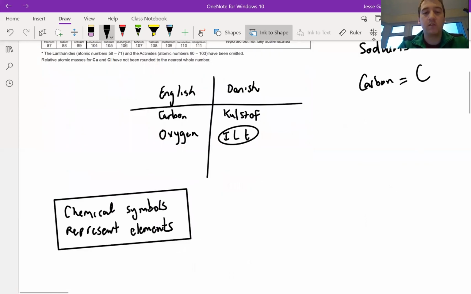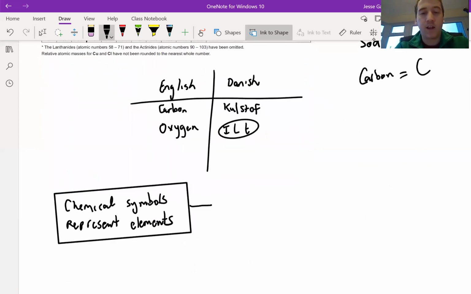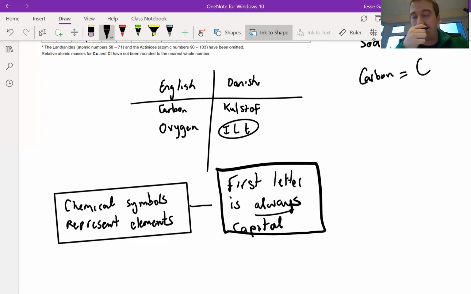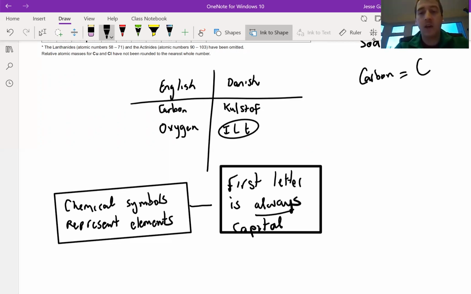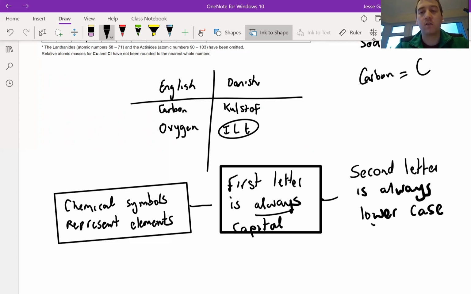So the rule is like this. First letter is always capital. If there is a second letter, it is always lowercase.